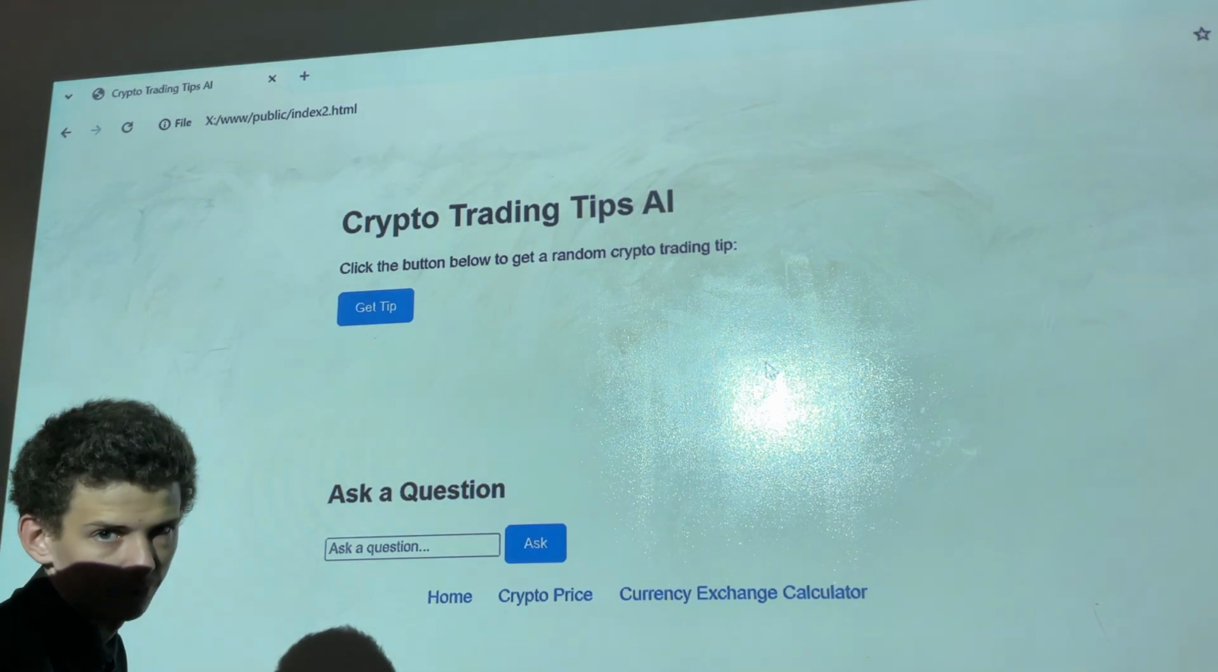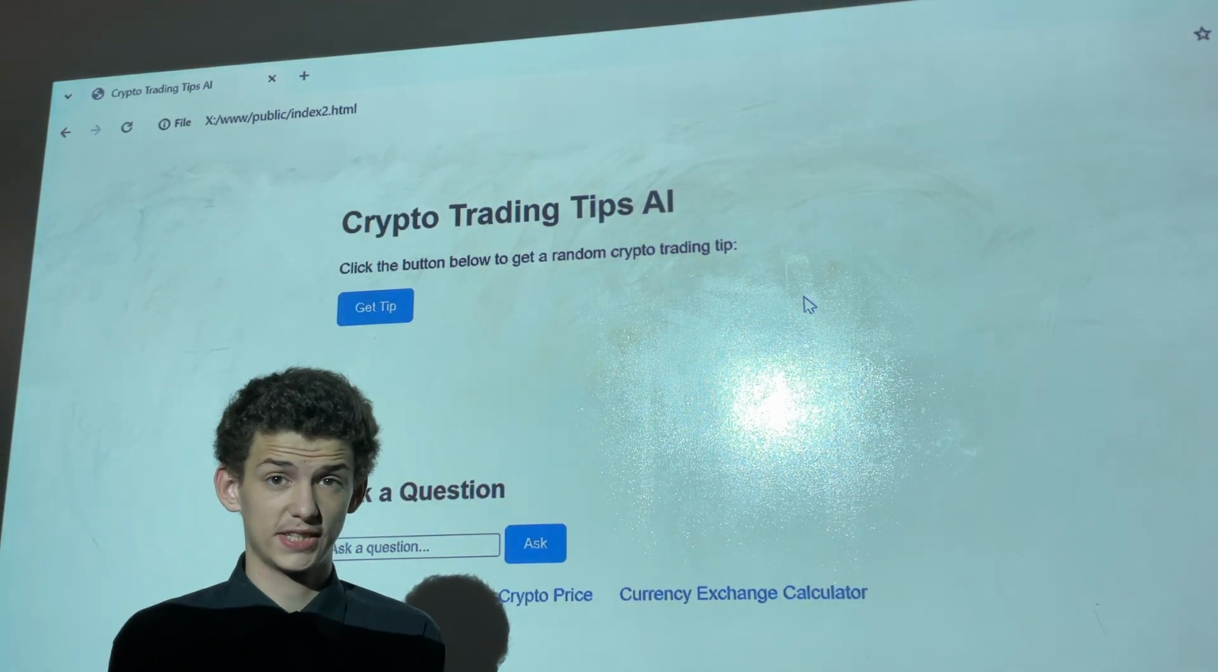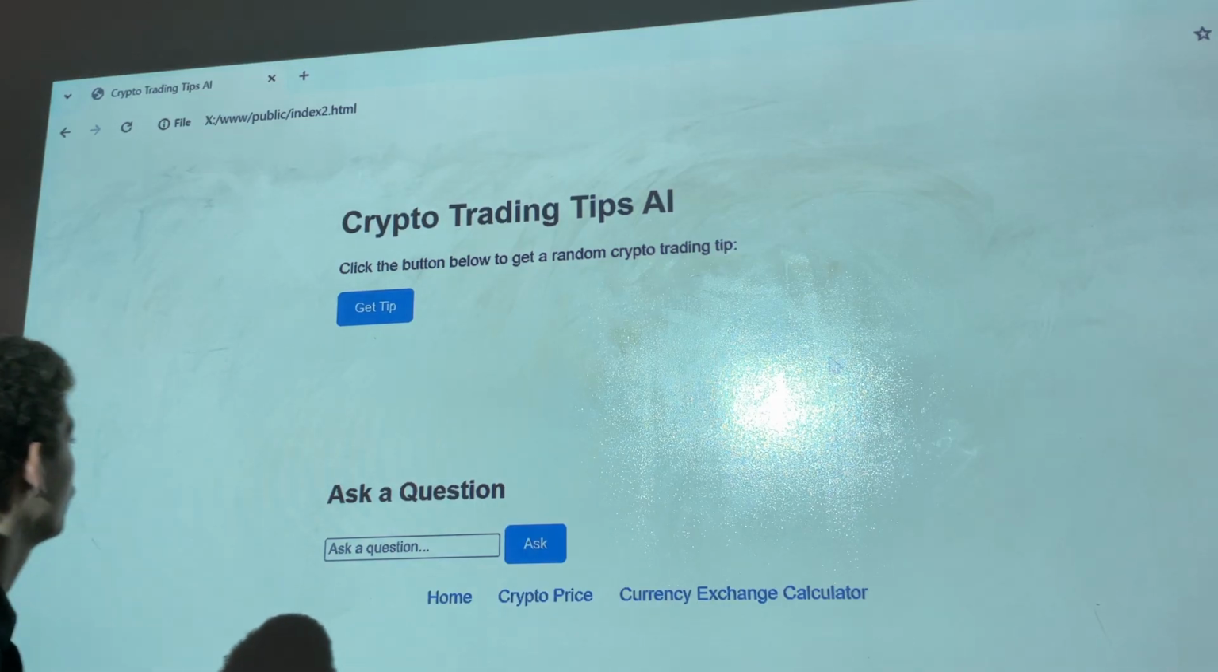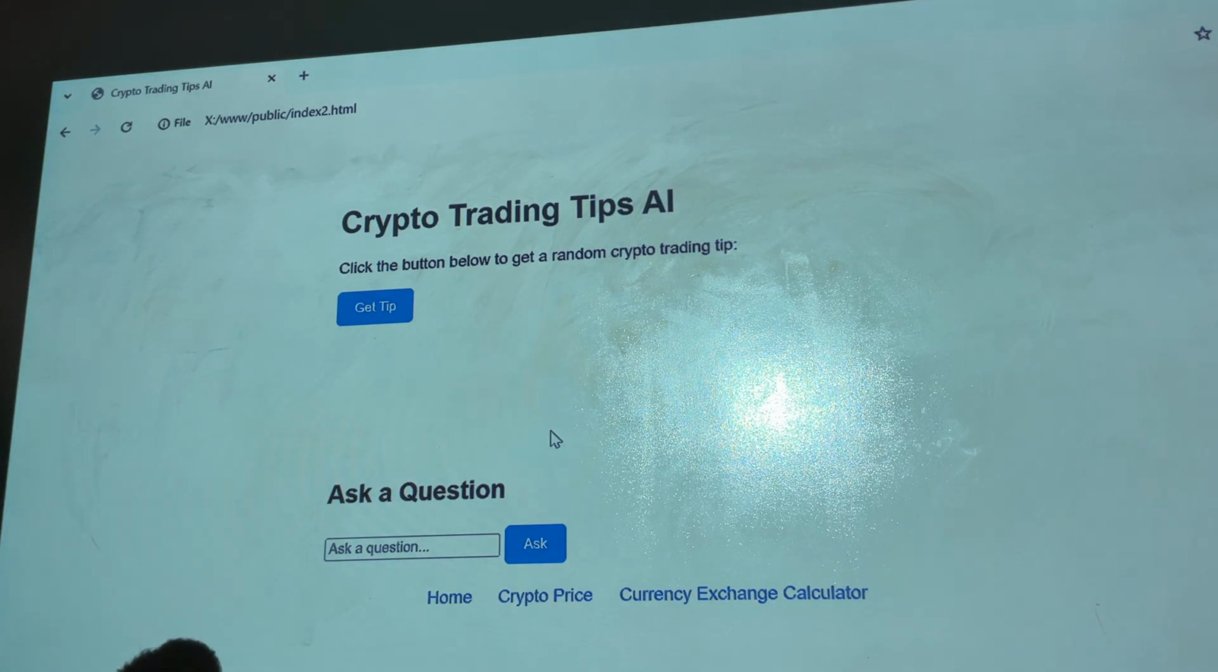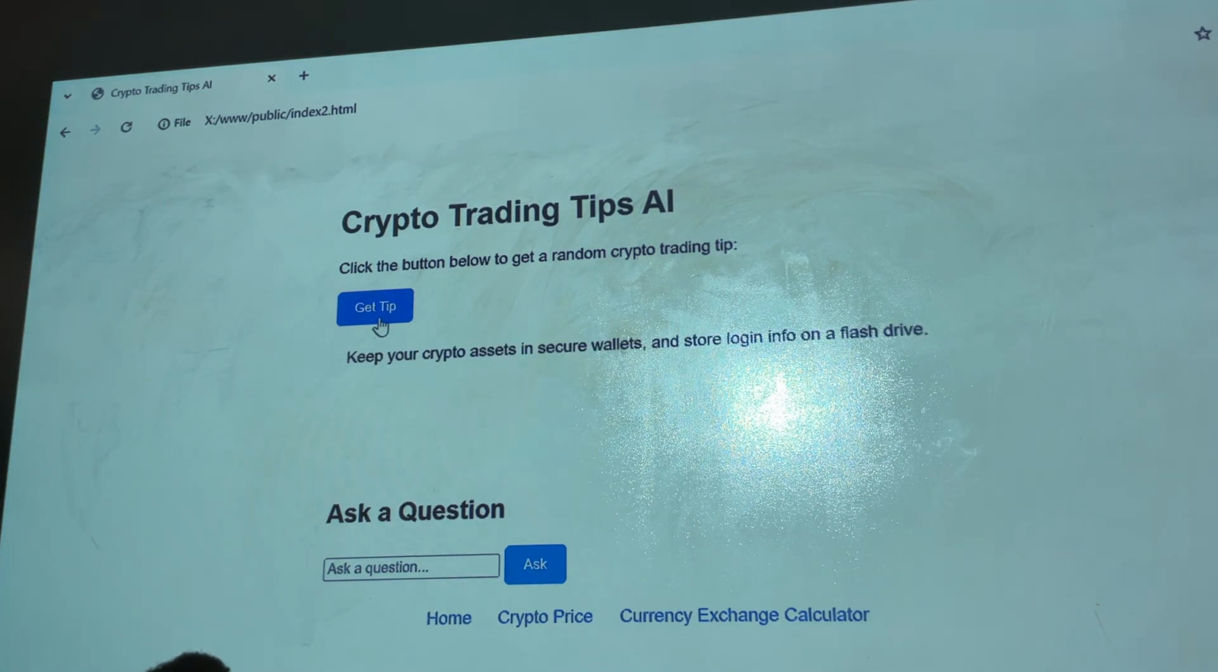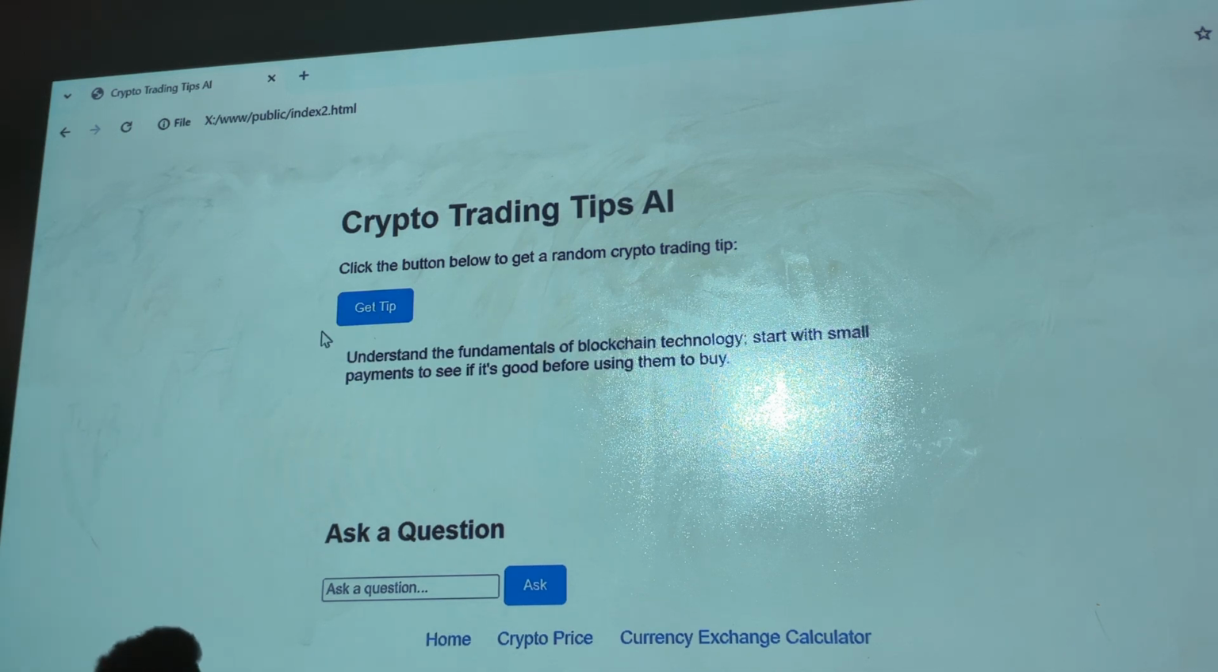This is where I got the most fun out of all of this, because it gave me a challenge. So you first get tips from an AI. You can load up random tips, and it's always random. You never get the same one unless you go through all of them.